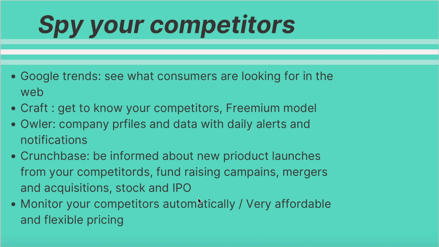What are the keywords that they use, for example, when they are looking or buying for a specific product? What are the keywords that they are looking for when they want to find specific information? How do they get there? So you can use Google Trends to have information about this. You can use platforms or web apps such as Craft and Owler that help you understand your competitors better.